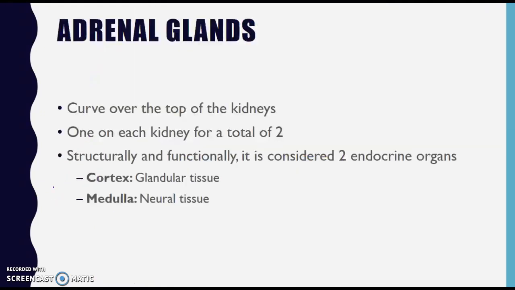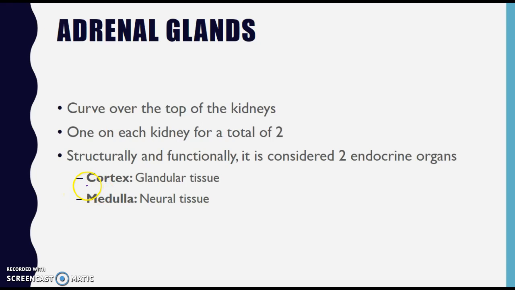Next, we're going to be talking about the adrenal glands. The adrenal glands we've already mentioned because we talked about them in the nervous system. We talked about how they release adrenaline with the sympathetic nervous system. So you have two. You have one on each kidney. And the interesting thing is they're actually kind of two organs in one.